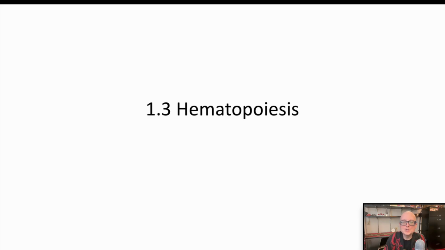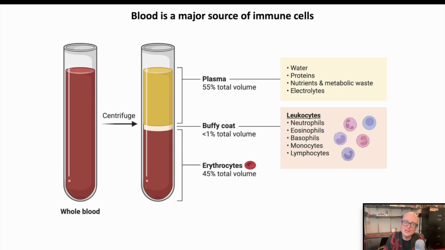When you hear this word hematopoiesis, a little bit of a strange word, maybe the initial prefix, heme, might make you think of something like hemoglobin. That's because we are talking about something that's related to blood. In fact, we associate immune cells very heavily with the blood. Blood is a major source of immune cells in the body. It's where most of them are found, more or less.